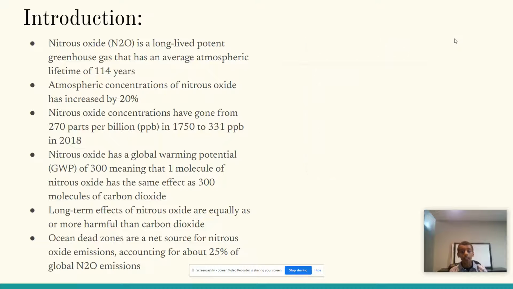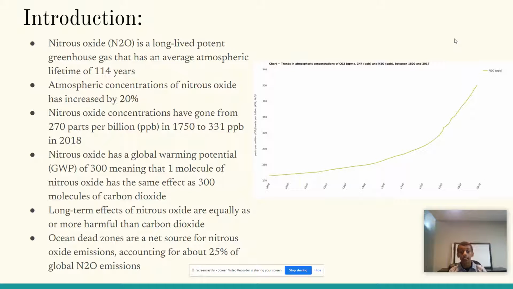Emitters of nitrous oxide include industrial agricultural practices, transportation, wastewater treatment, and ocean dead zones. In the last 4 decades, we have experienced an unprecedented increase in anthropogenic nitrous oxide emissions of 30%. Furthermore, nitrous oxide has a global warming potential of 300, meaning that one molecule of nitrous oxide has the same effect as 300 molecules of carbon dioxide. In other words, the long-term effects of nitrous oxide are equally as or more harmful than carbon dioxide.